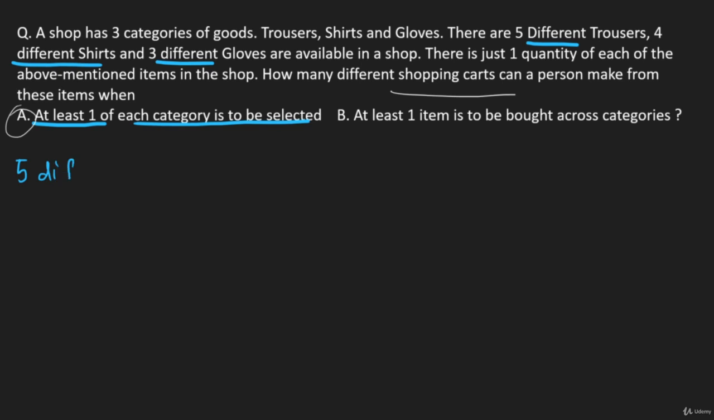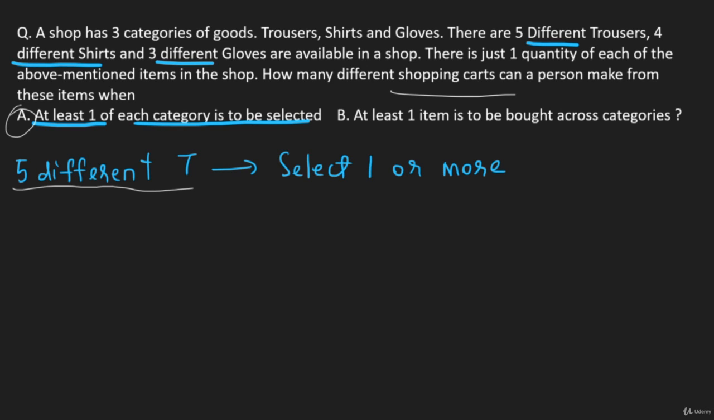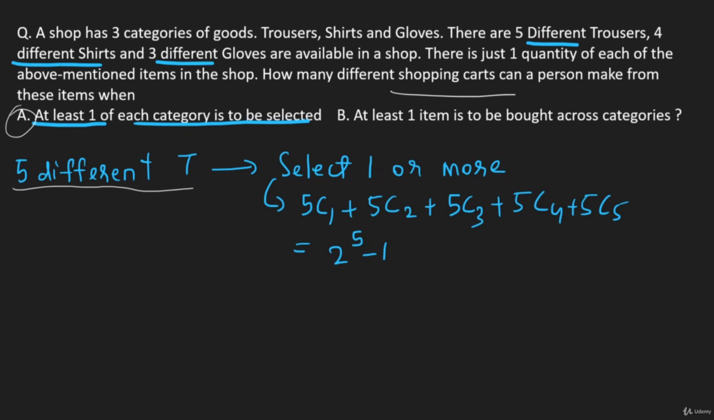So we have 5 different trousers. Of these 5 different trousers, in how many ways can you select one or more trousers? You can do that in 5C1 plus 5C2, etc. up to 5C5 ways. And this we have seen is equal to 2 to the power 5 minus 1, which is equal to 32 minus 1, which is 31.